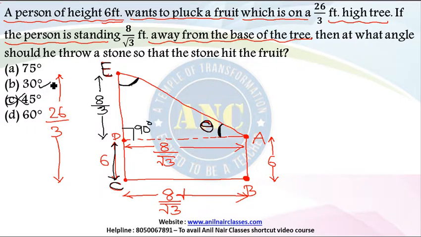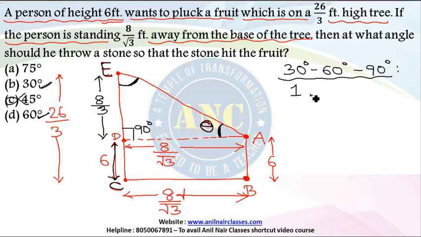Either it should be 30 degrees or 60 degrees. Sir, why not 75 degrees? I am just ignoring 75 for the time being. I am not saying 75 is definitely incorrect. For the time being, I am ignoring it. Now, I have two angles, 30 and 60. And I know a property of 30, 60, 90 degrees. If the triangle is of the form 30, 60, 90, and I assume the side opposite to 30 as 1 unit, then the side opposite to 60 will be root 3 units.